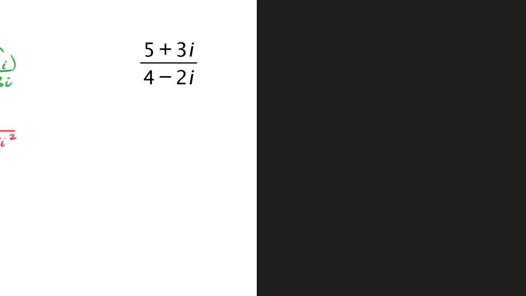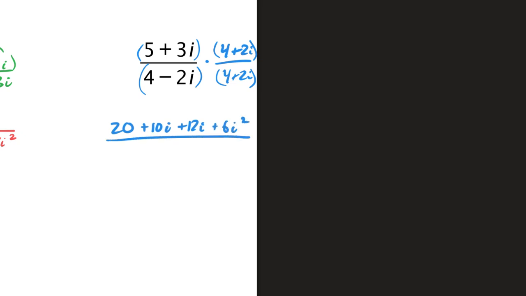Okay, last problem. Multiplying by the conjugate, 4 plus 2i over 4 plus 2i. That's a whole lot of foiling. Let's foil the top. I get 20. That's the first. I'll do the outsides, plus 10i. I'll do the insides, plus 12i. I'll do the last, plus 6i squared. On the bottom, I got 8. Sorry, not 8, 16. Plus 8i minus 8i minus 4i squared.